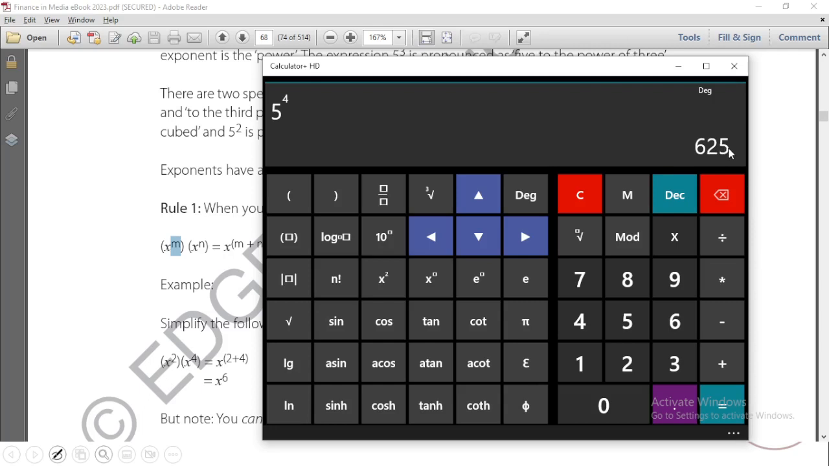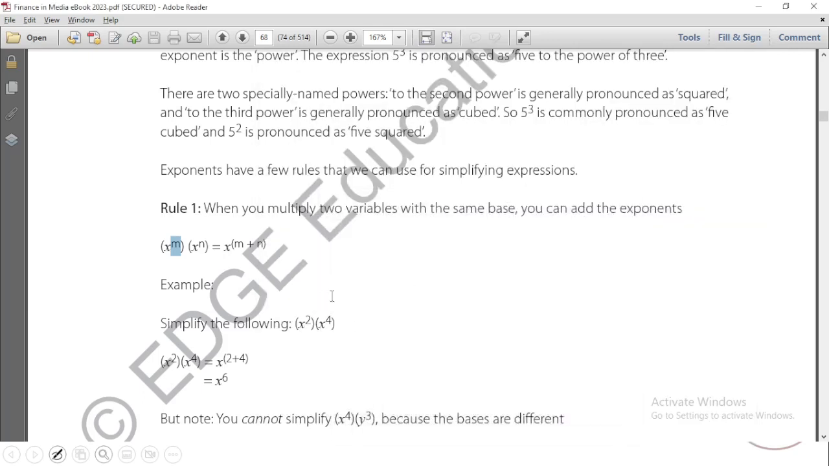So if you say 625 multiplied by 25, it will actually give you 15,625, which is the same as, instead of saying 5 squared multiplied by 5 to the power of 4, saying 5 to the power of 2 plus 4, giving us 6. So if I say 5 to the power of 6, it will still give me 15,625. So this is the mathematical rule behind the exponent, where the base is the same.